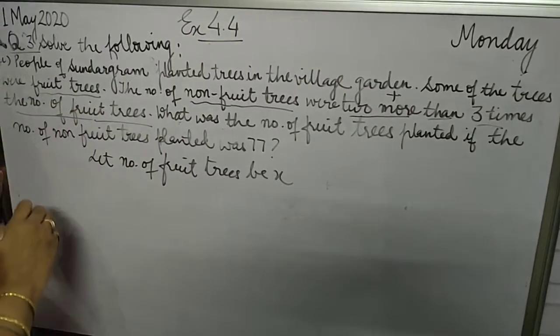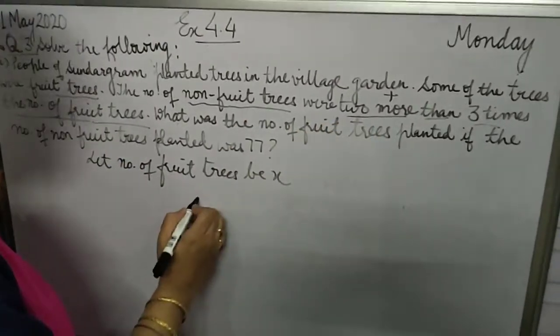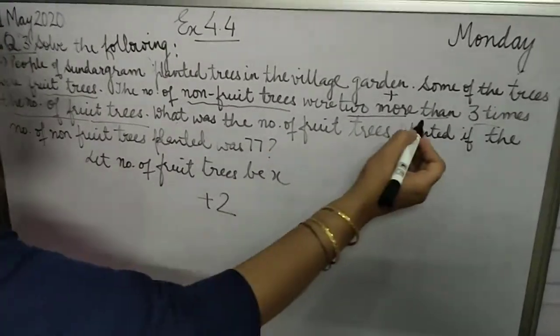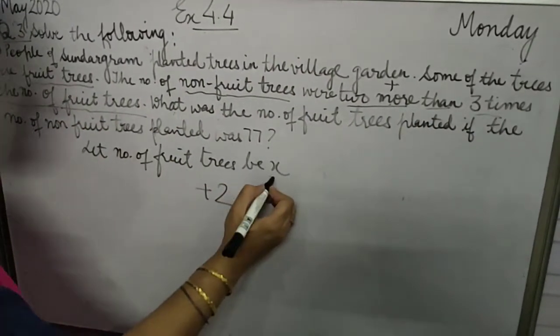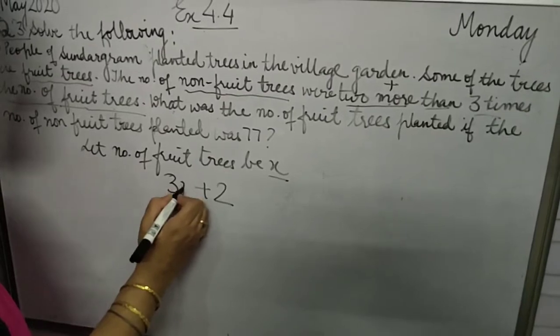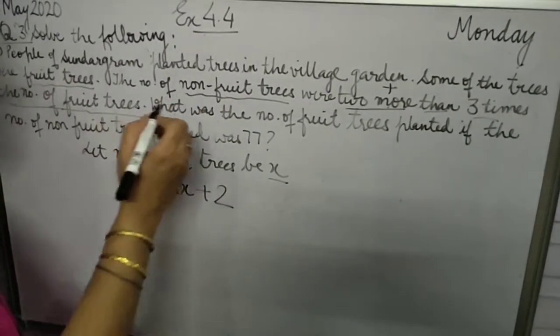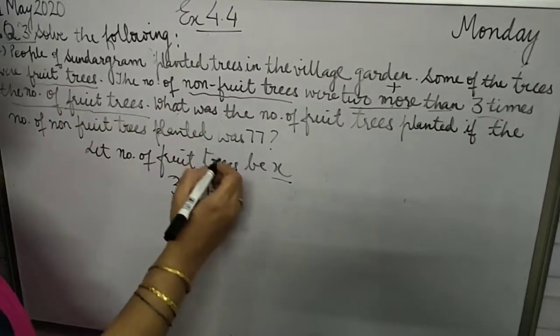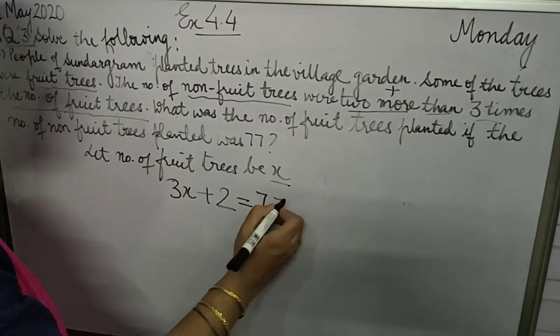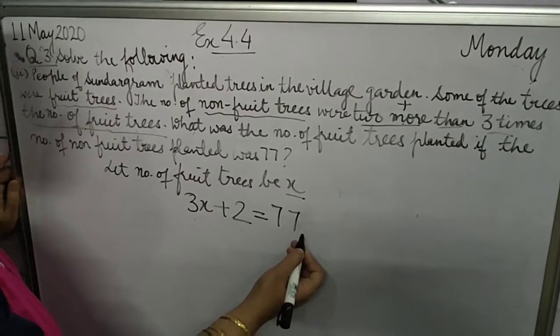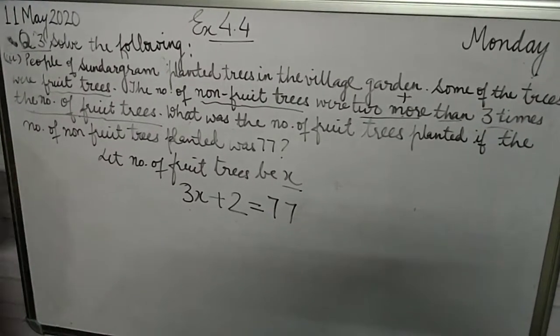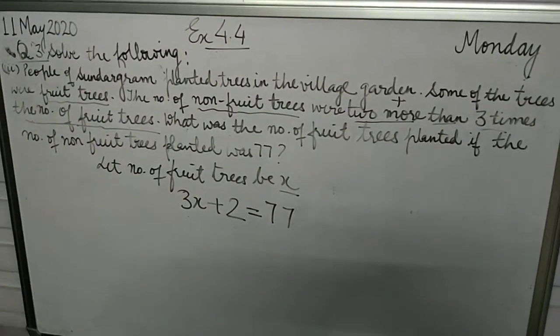Now what about non-fruit trees? 2 more means 2 plus. 2 more than 3 times the number of fruit trees. Fruit trees are x and 3 times means 3x. So these are the number of non-fruit trees, and we are given that non-fruit trees are 77. So our equation comes out to be 3x plus 2 is equal to 77. Now it's a simple equation and you can solve it yourself.